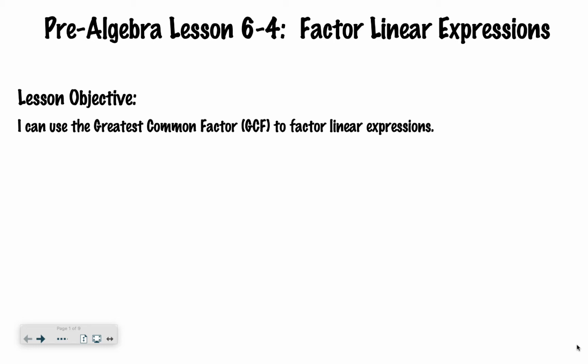So the greatest common factor is the greatest, right? So the biggest number that can multiply into another number. Okay, so greatest common factor is the biggest number that can multiply into another number.